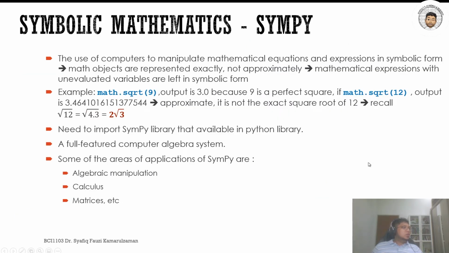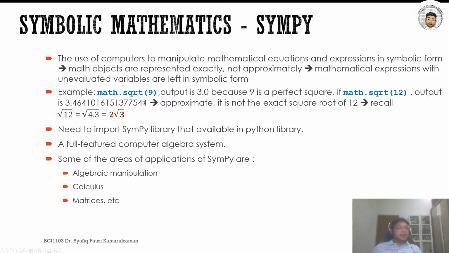So let's look into symbolic math. Here we have SymPy. It is the use of computers to manipulate mathematical equations and expressions in symbolic form. Math objects are represented exactly, not approximately. Mathematical expressions with unevaluated variables are left in symbolic form. For example, here math is the square root, and here math.sqrt(9).